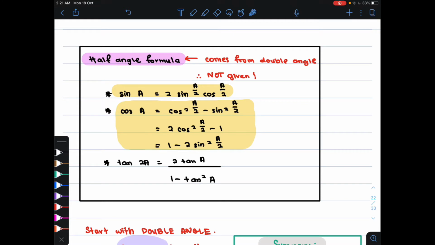Now, what about the half angle for tan? This is the double angle for tan. Divide all the angles by 2. So this is A and the rest of them are A over 2. And that is how you find the half angle formula for tan.